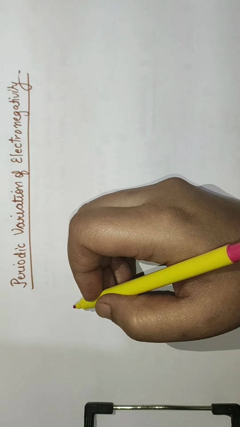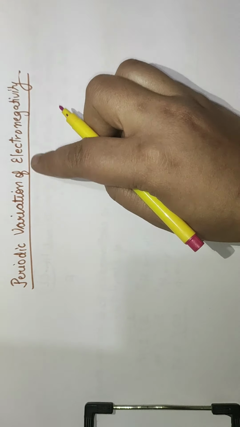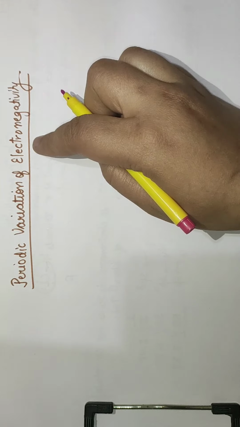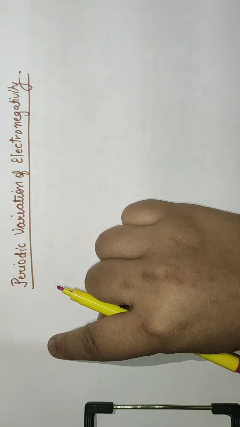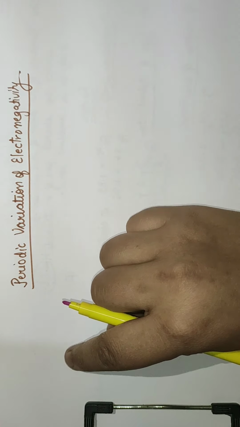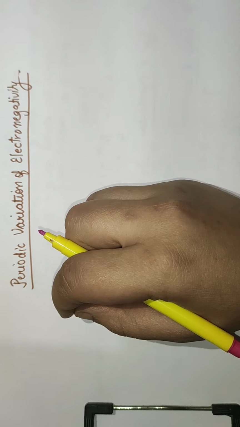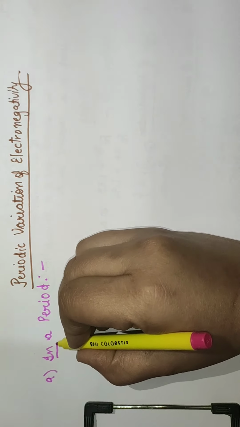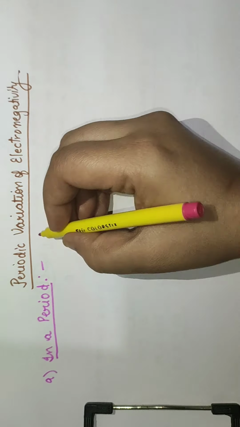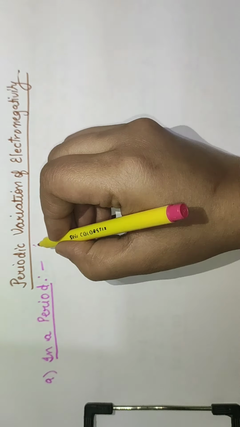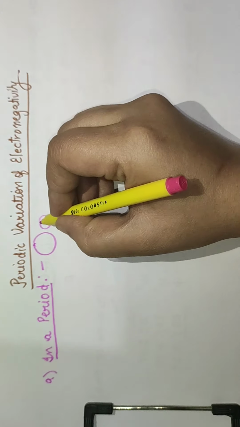Now we are going to discuss the periodic variation of electronegativity. What does it mean? It means that when we move along a period and when we move along a group, what would be the variation of electronegativity? So we discuss that in a period. We know that when we move across a period, the size decreases.